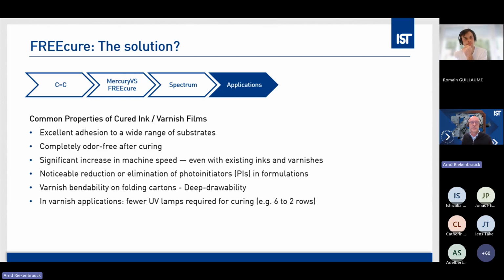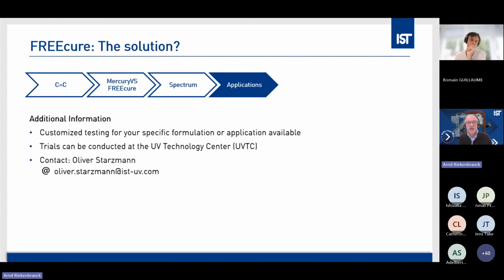And in the varnish applications, we can reduce UV lamps required for the curing. And we have a lot of examples where we could reduce from 6 to 2 without compromises in the curing quality. But as always in our industry, it's difficult to generalize.